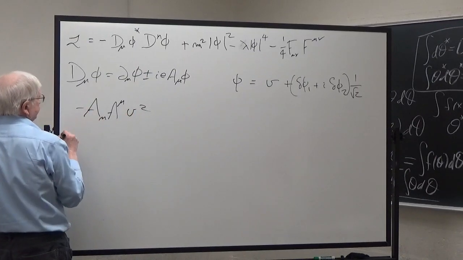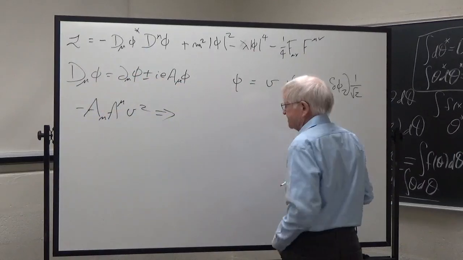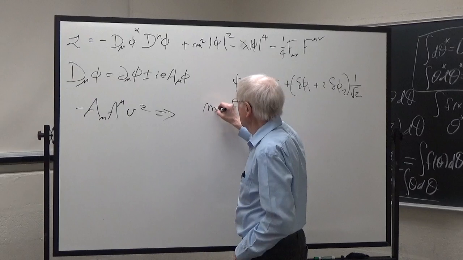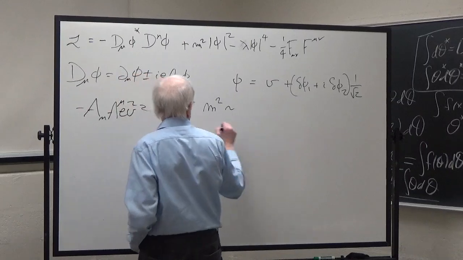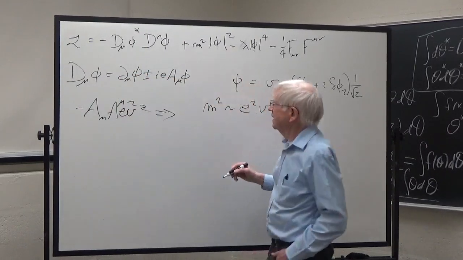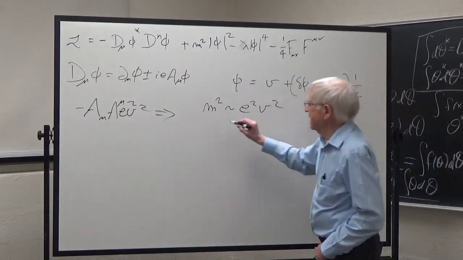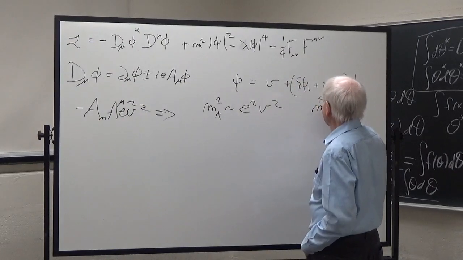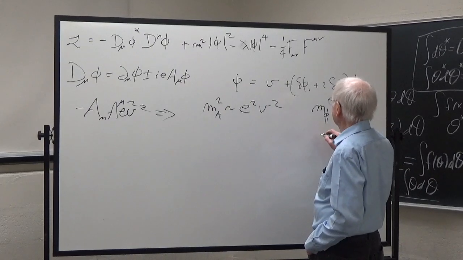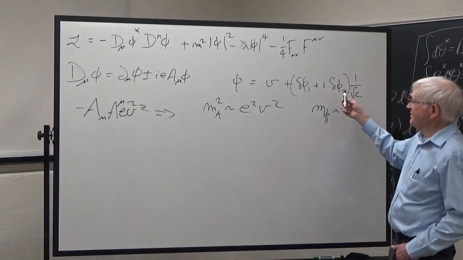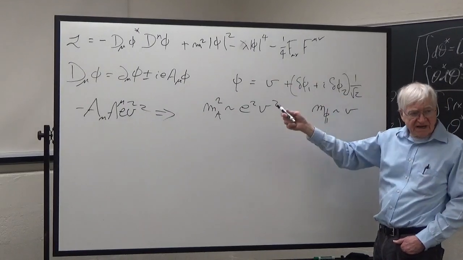with a minus sign. And that means that the gauge field, A mu, gets a mass, and the mass squared of the gauge field is proportional to, in fact it's not V, it's e squared V squared, because there's an e here. And so the mass squared of the gauge field will be that. The mass of the phi field, phi 1, will be V. And now what happens to phi 2? Well, the phi 2 degree of freedom goes into the gauge field.